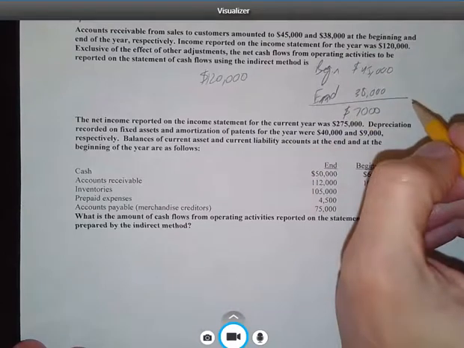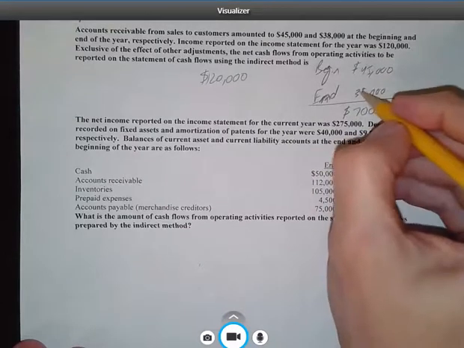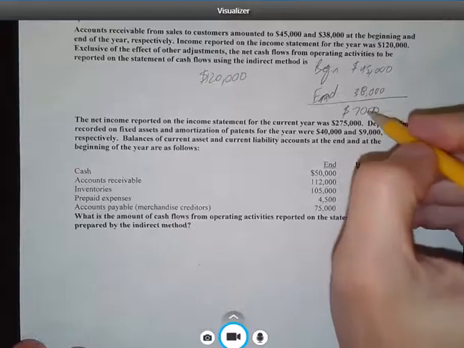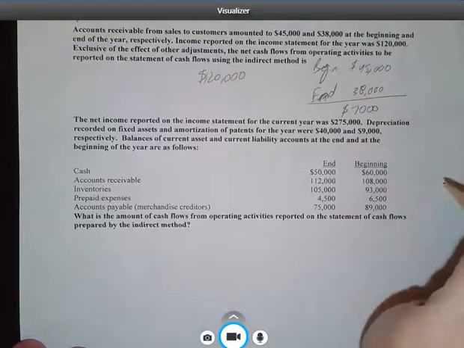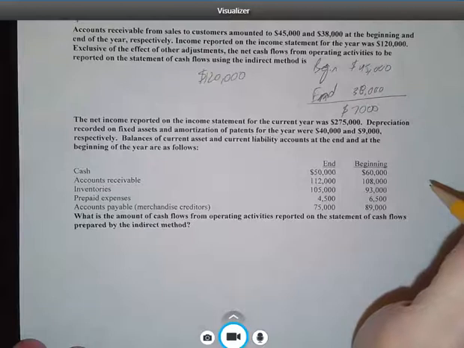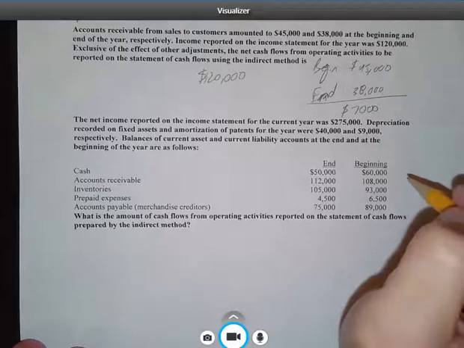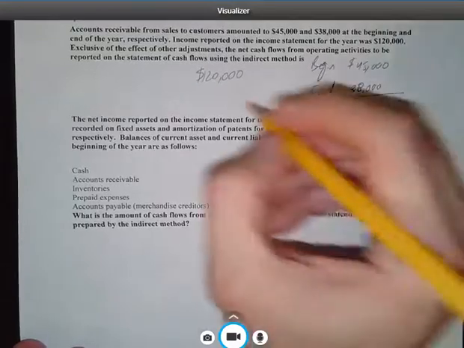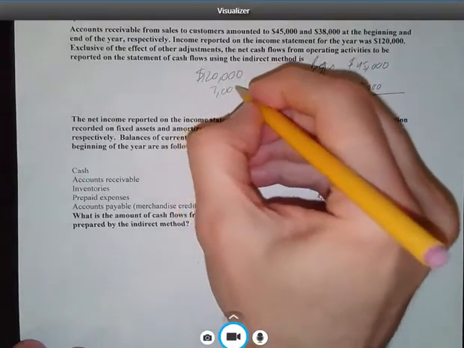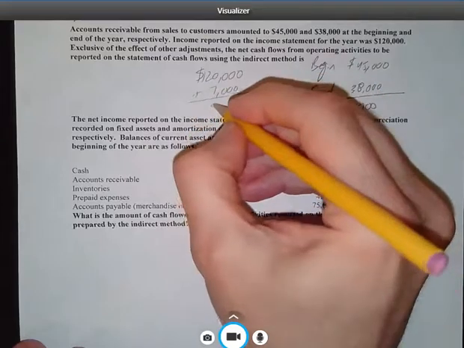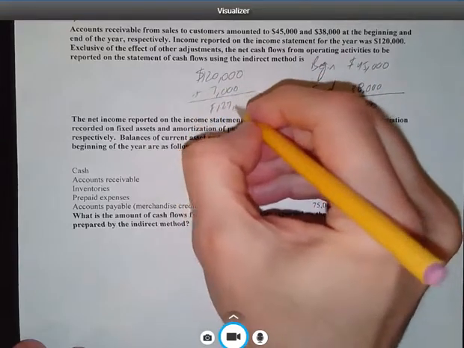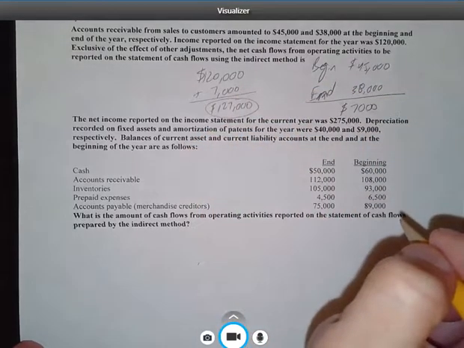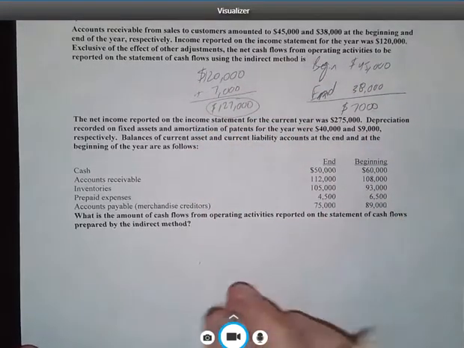is that we collected essentially, let me clean this 8 up a little bit. We essentially collected $7,000 from prior year receivables. Okay, that's an extra $7,000 in cash. So if this was the only adjustment that we had to make, and according to the question, it is, our answer is going to be $127,000.